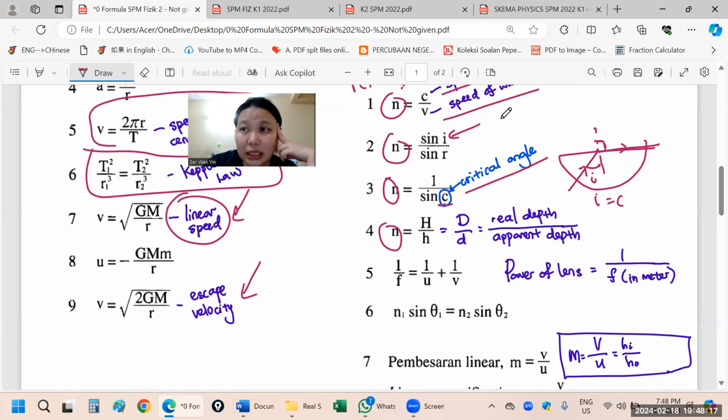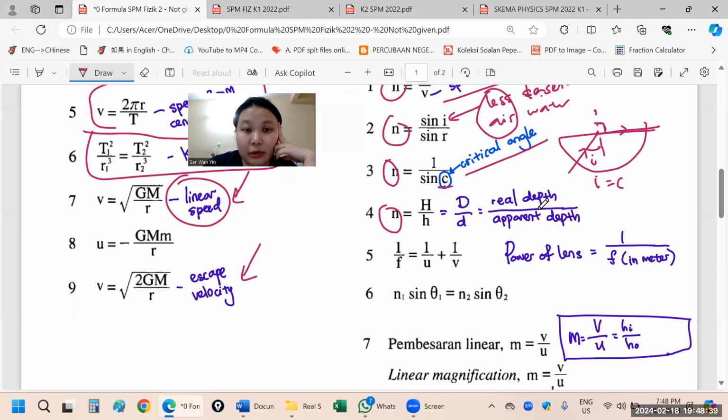Sine I is the incident angle, but always remember it's the less dense part. Okay, less dense part means low refractive index. Like if air and water, the less dense part would be air.